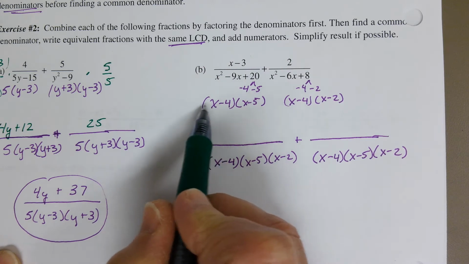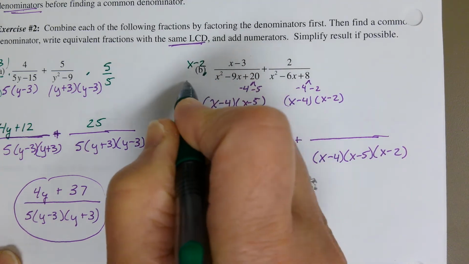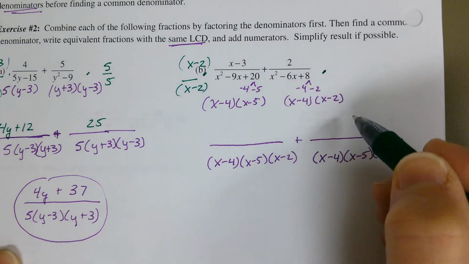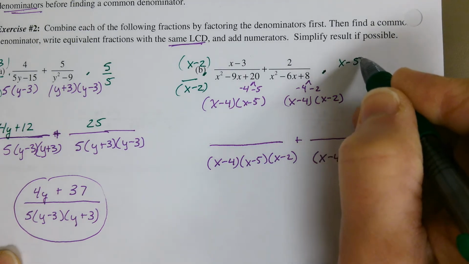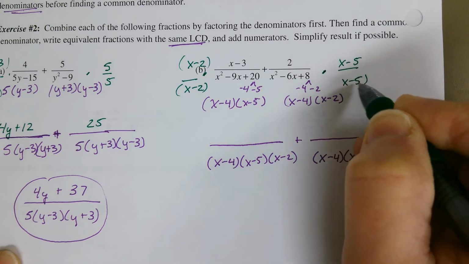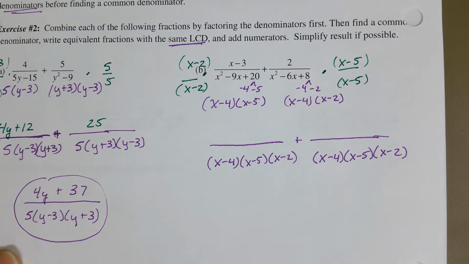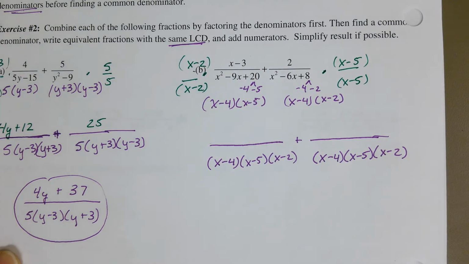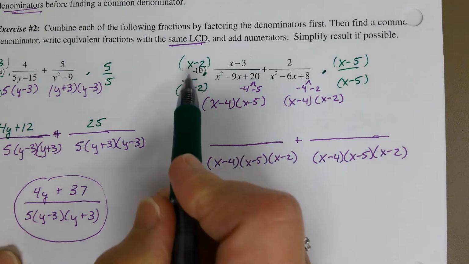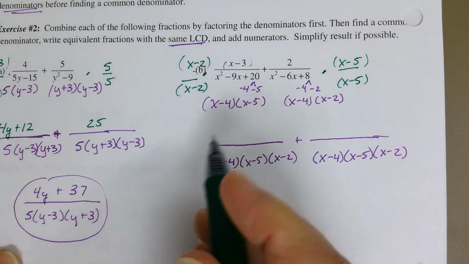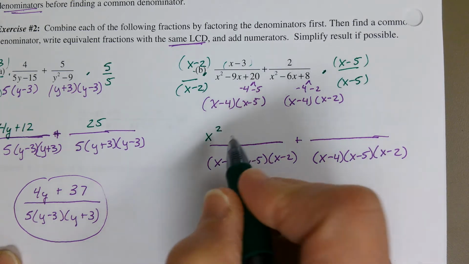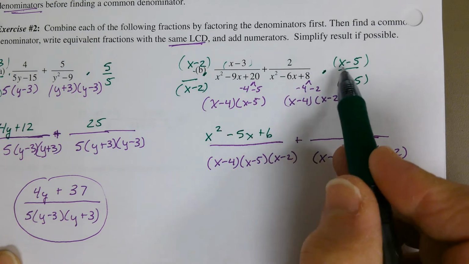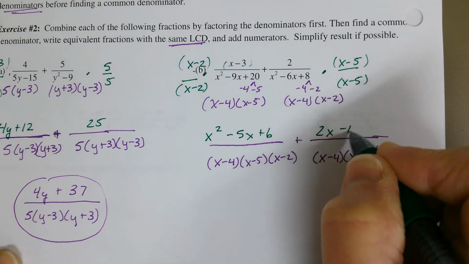We need x minus 2 here, so we're multiplying by x minus 2 over x minus 2. And on the other side, we're missing the x minus 5, so we're multiplying by 1 in the form of x minus 5 over x minus 5. Okay, x minus 2 times x minus 3. It's going to be the double distribution. That will leave me with the trinomial x squared minus 5x plus 6. And then 2 times x minus 5 is 2x minus 10.